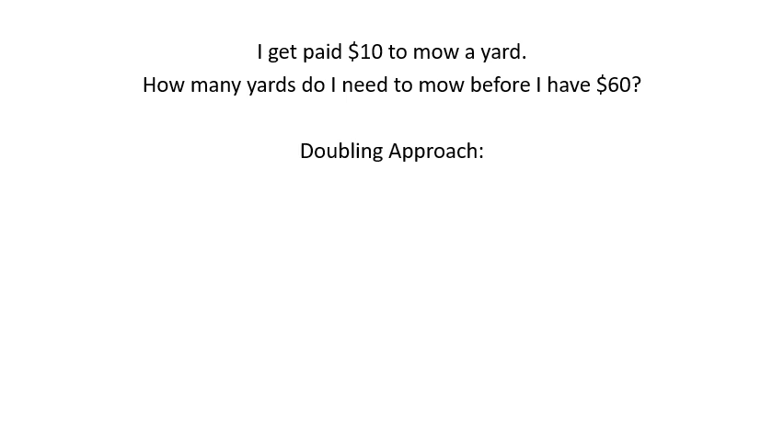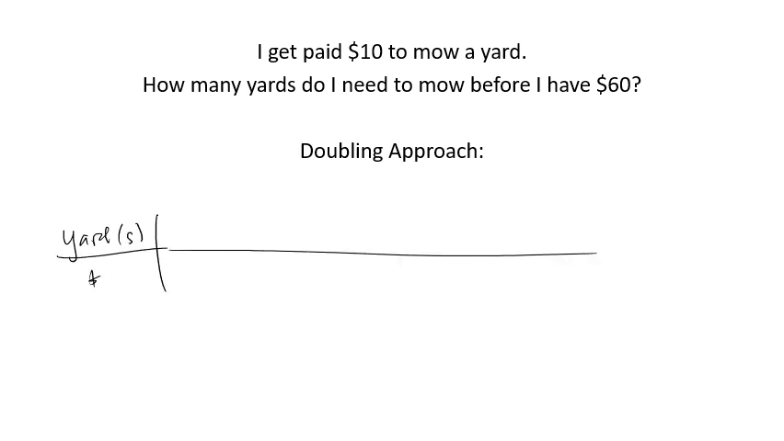Now, we also have this thing called a doubling approach. And this would be helpful in a case if I had, like we talked about, $1,000. So how many yards would I need to get to that? And so in the doubling approach, I'm going to do pretty much the same thing. So here's my yards, and then here's my money total.